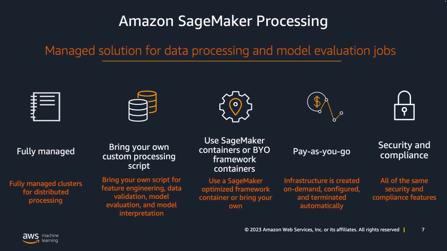With Amazon SageMaker processing job, it's a fully managed solution for data processing and model evaluation. SageMaker processing jobs are fully managed, which means that the cluster for distributed processing is managed by Amazon SageMaker in the backend. You don't have to worry about setting up the clusters or tearing them down. You can leverage your own processing scripts to run data processing, or you could bring your own containers into SageMaker to run your processing jobs. So let's quickly jump over to a demo.